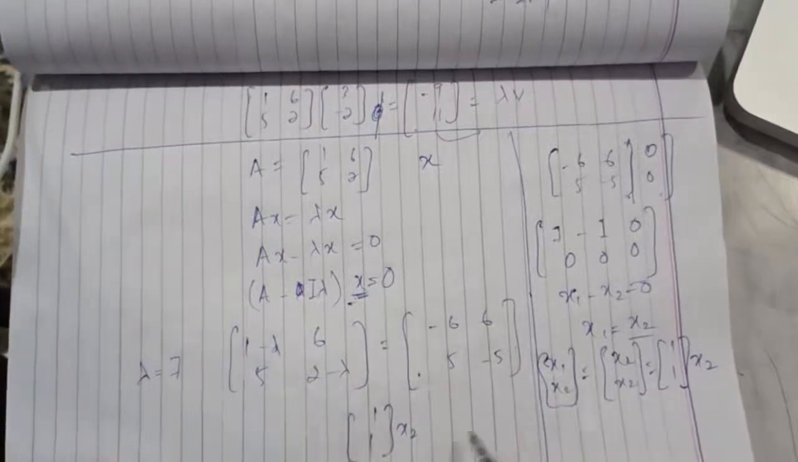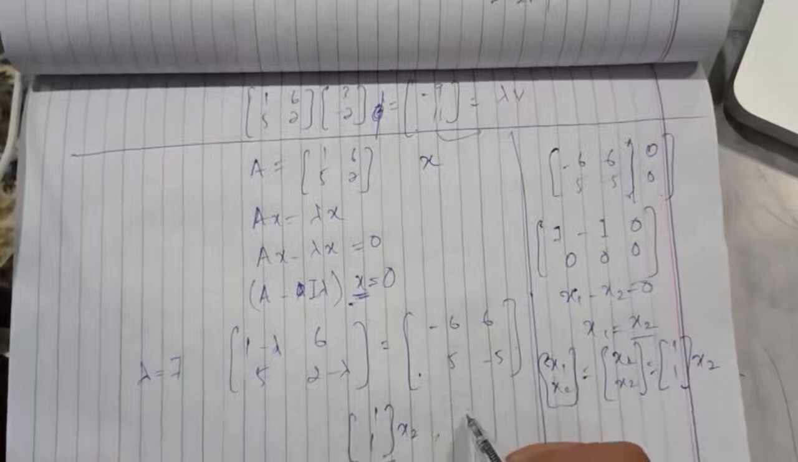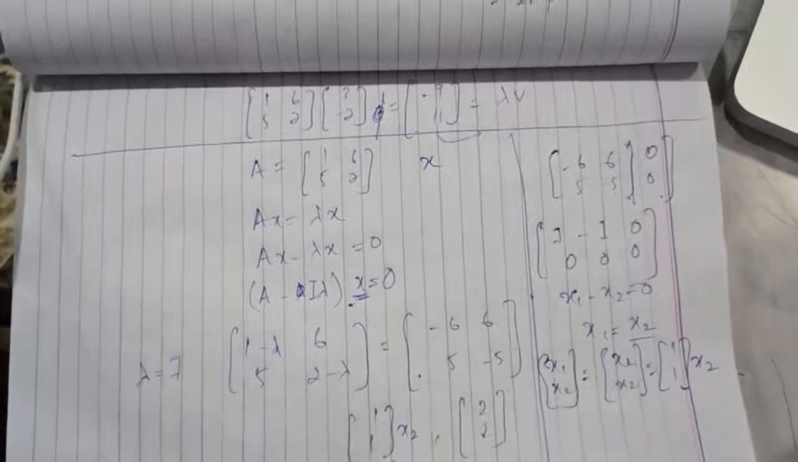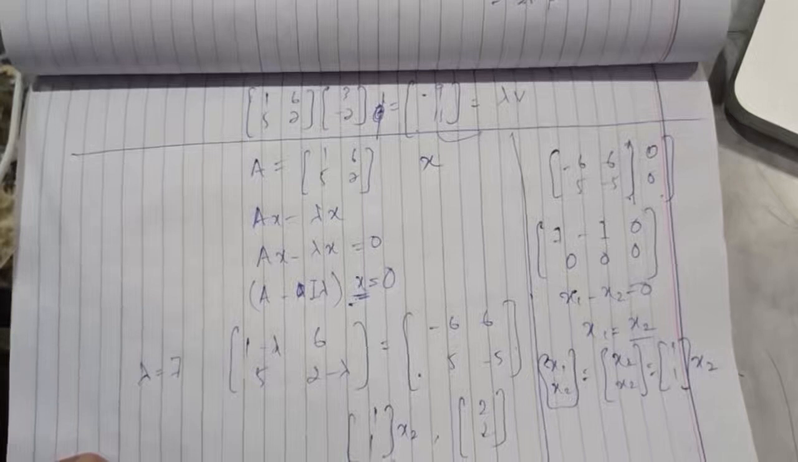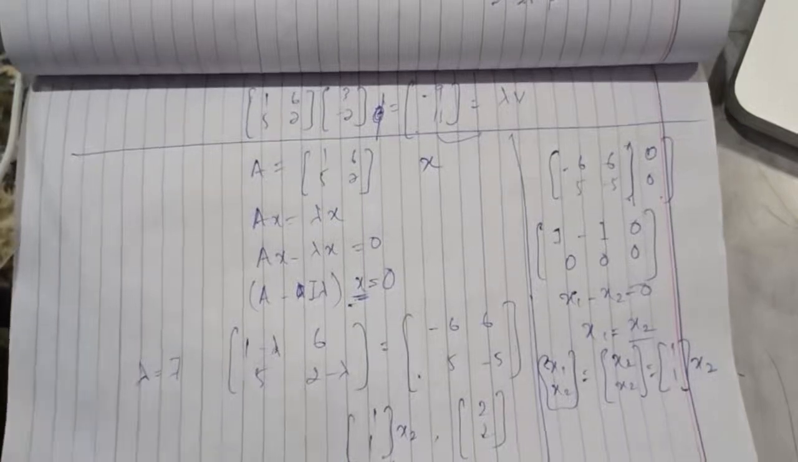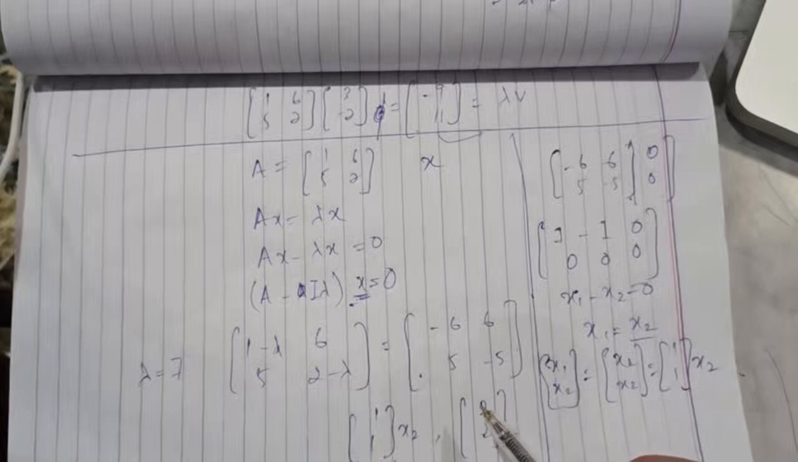So if you say x2 is equal to 1, this is an eigenvector. If I say x2 is equal to 2, then you have 2, 2 as an eigenvector, and so on. You have unlimited possibilities of eigenvectors. So it means for any multiple, any value of x2 that you choose, you will have an eigenvector. Okay.